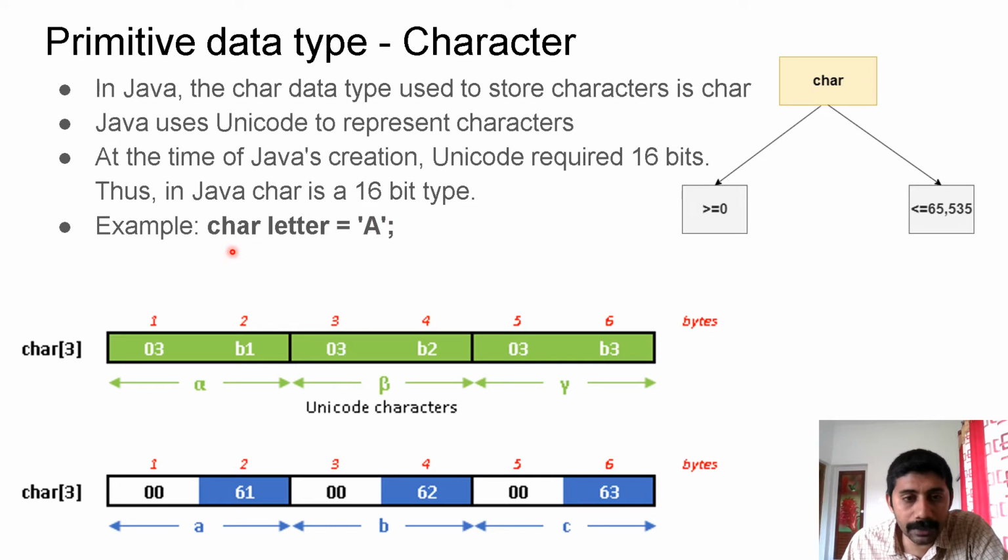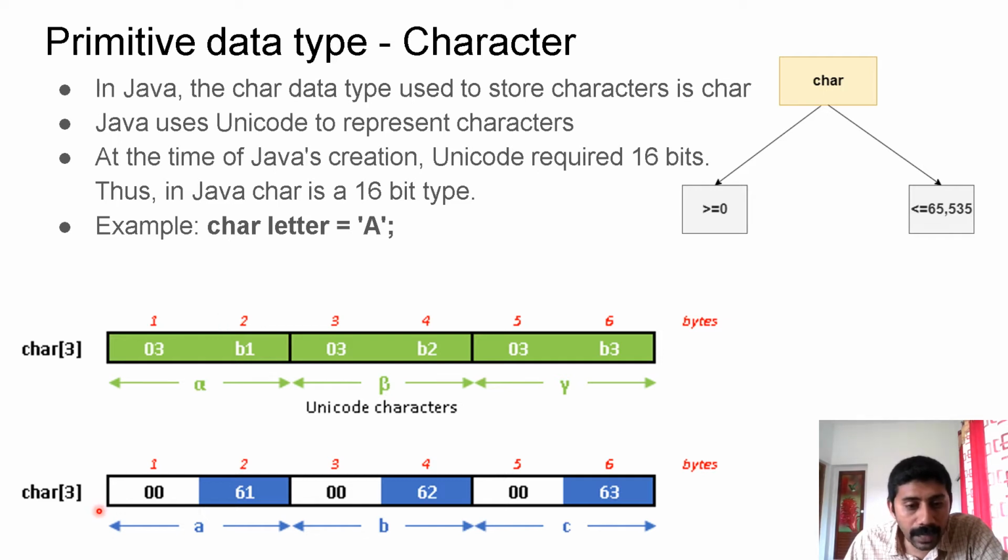Here you can see an example. char letter equals 'A'. It is given in single quotes, which means it is a character constant. letter is the variable name, char is the data type. And each character is occupying 2 bytes. This is a character array with 3 positions. That means it will have 6 bytes because to represent one character, it requires 2 bytes. It is not like C. In C, one character occupied 1 byte, but in Java, one character will occupy 2 bytes.